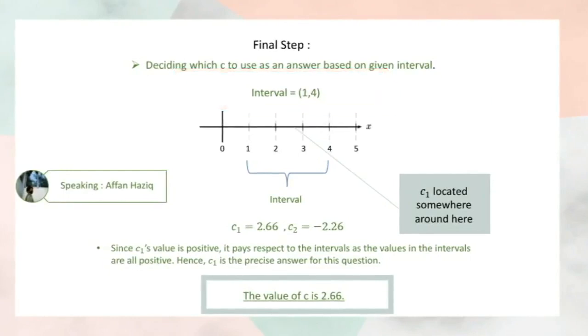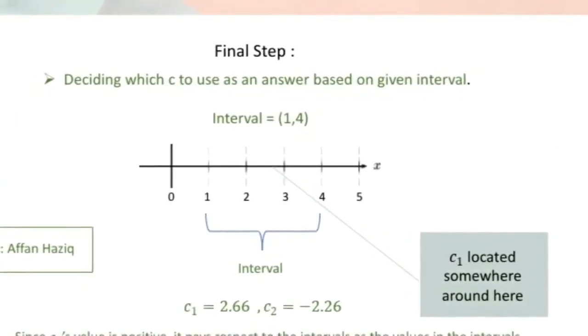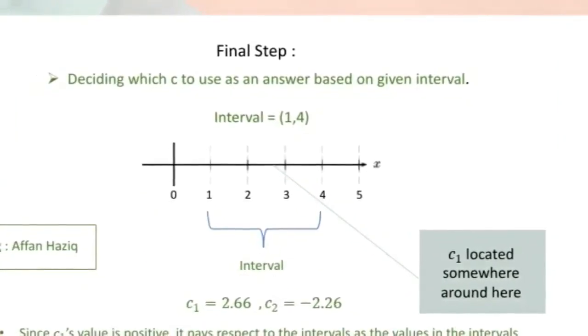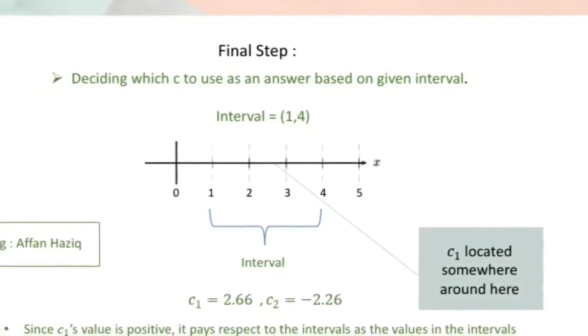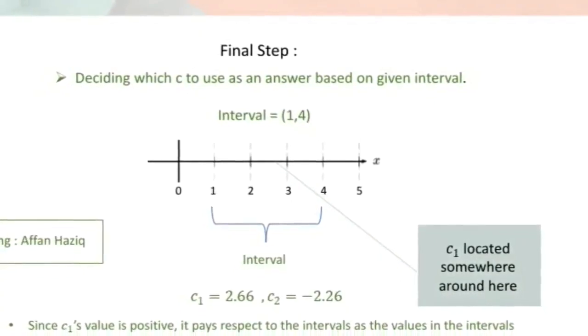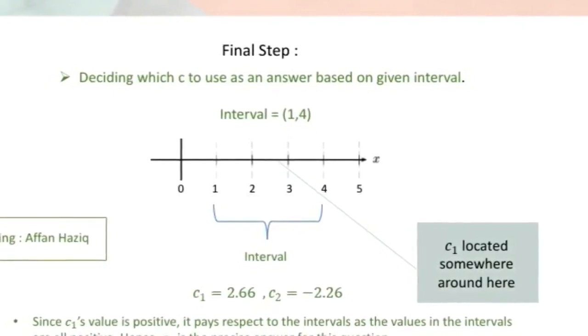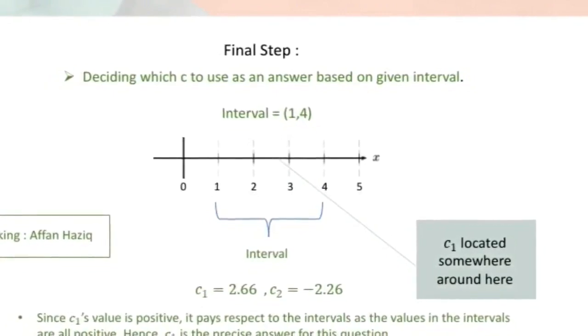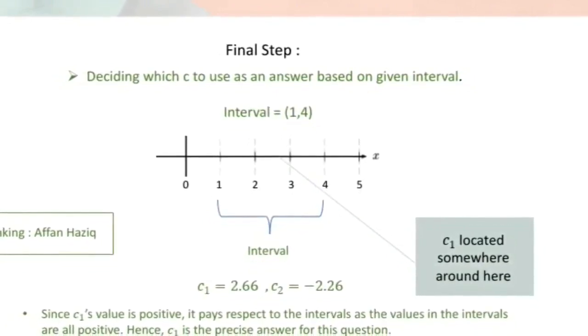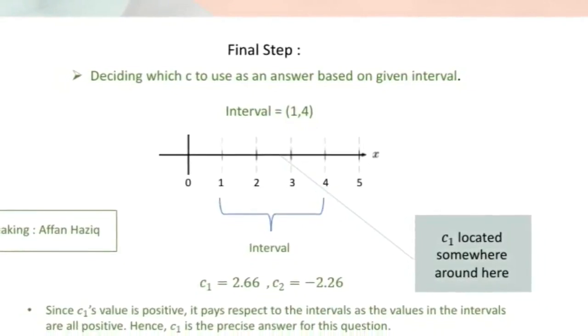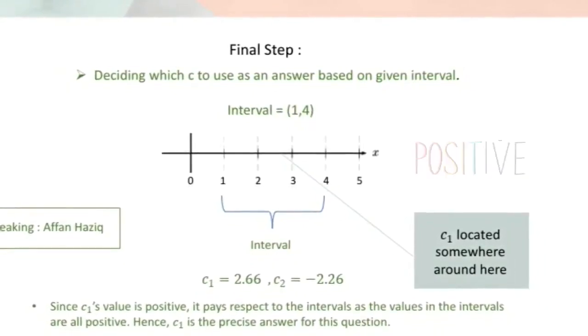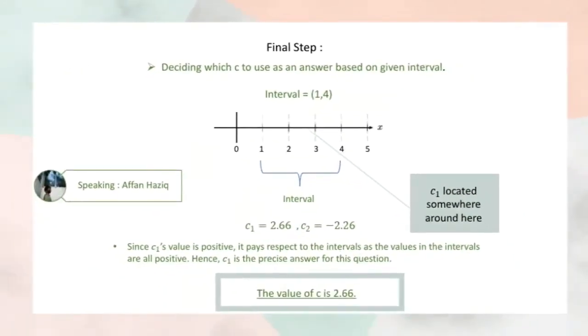So 1 to 4 is basically coordinates on the x-axis. From the diagram shown above, the interval is from 1 to 4. In the interval 1 to 4, there are coordinates 1, 2, 3, and 4. That is the interval, and all the numbers in the interval are positive. Hence, the answer for c should also be positive.